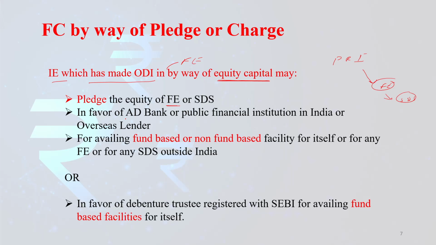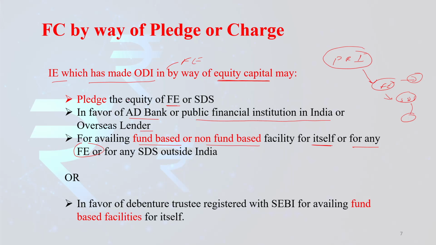In whose favor? In favor of an AD bank, a public financial institution in India, or an overseas lender. So that pledge can be done in favor of them for availing the fund-based or non-fund-based facility for itself, meaning for the person resident in India, or for any foreign entity or any step down subsidiary. So in all these three cases the pledge of the equity of the foreign entity or step down subsidiary can be done.